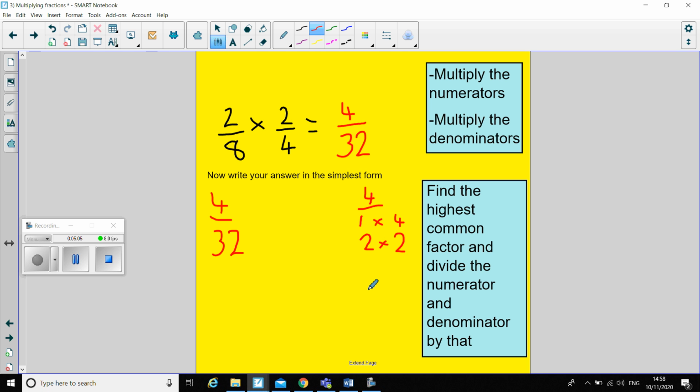Then I'm going to find my factors of 32. So how do I make 32? Well, 1 times 32, 2 times 16.